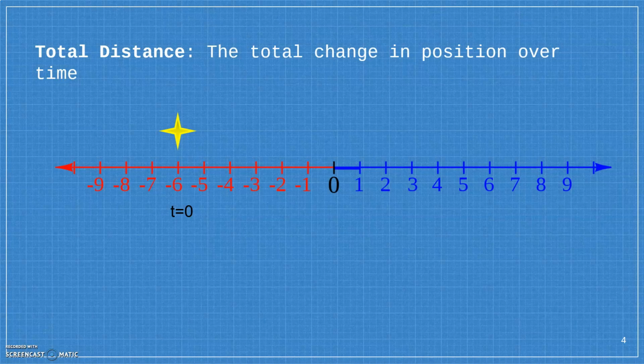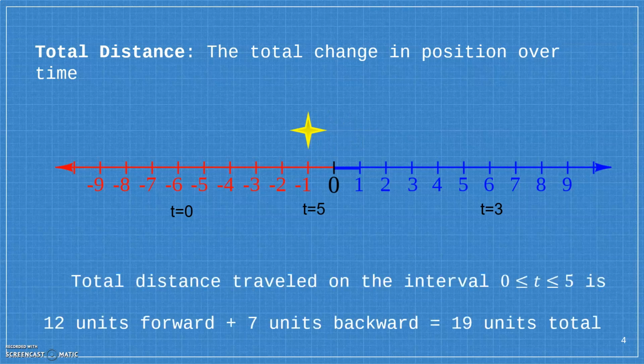Total distance gives you credit for all of the motion. So for total distance, we pay attention to the forward motion. So we went forward 12 units from -6 to 6. And then we went backwards 7 units from +6 to -1. And so our total distance would be the 12 units forwards plus the 7 units backwards for 19 distance. Distance can't be negative. Because it's not directional, it's just how far did you go. So we take all of our distance and we add forward and backward distance together.